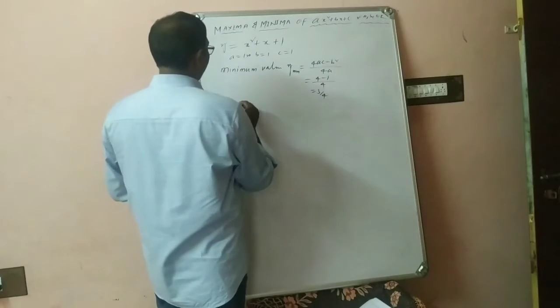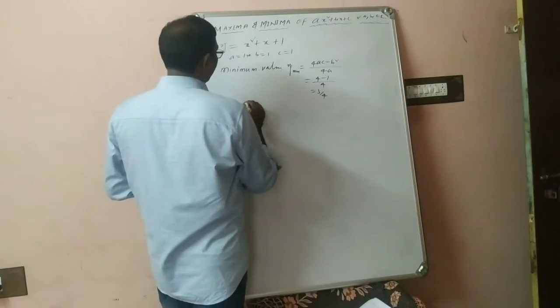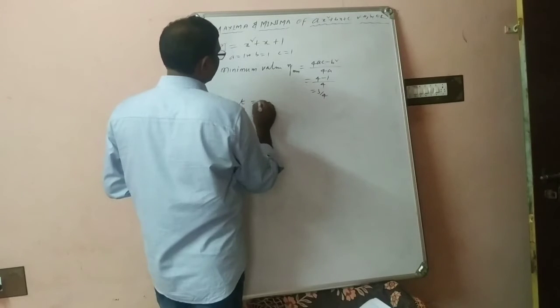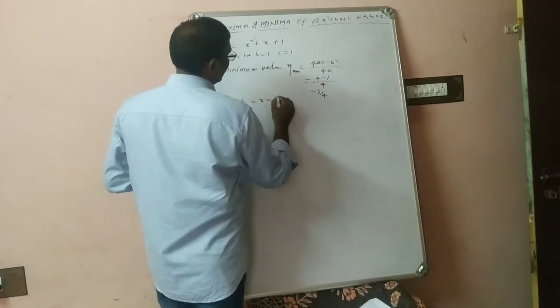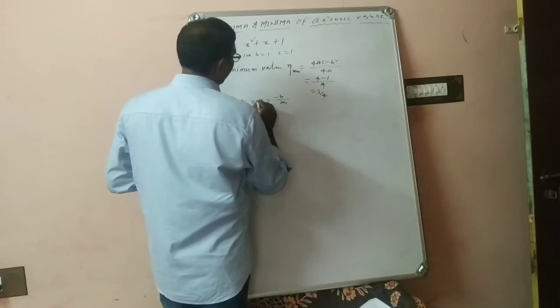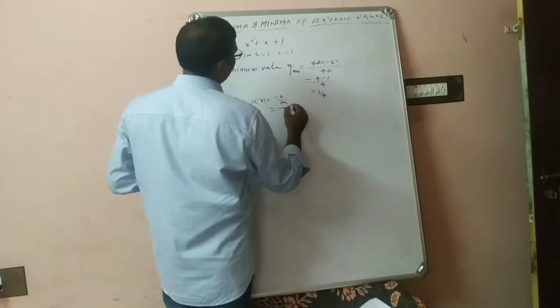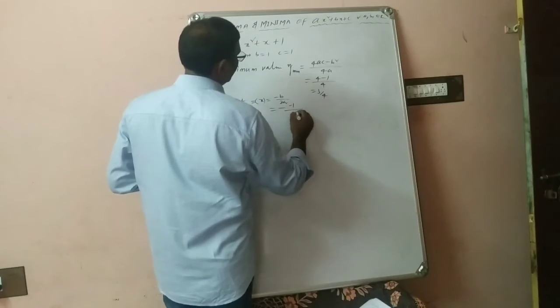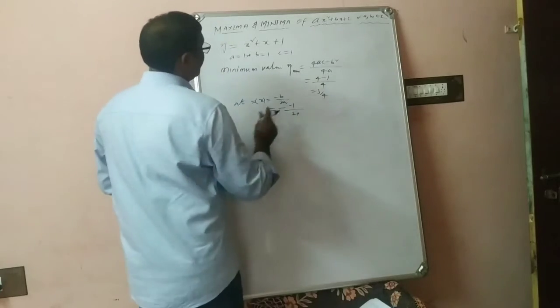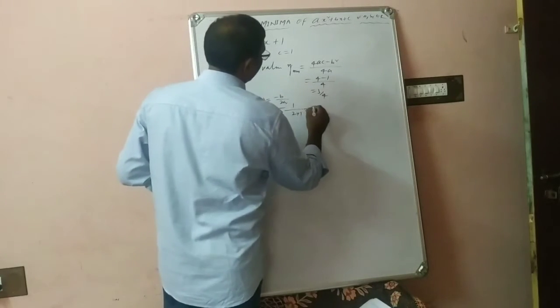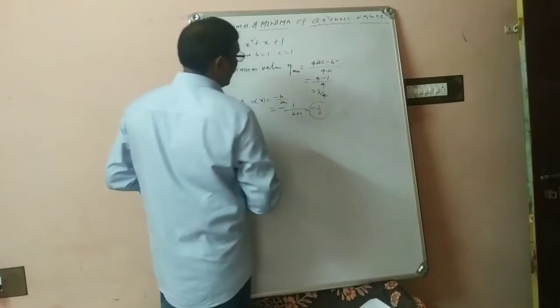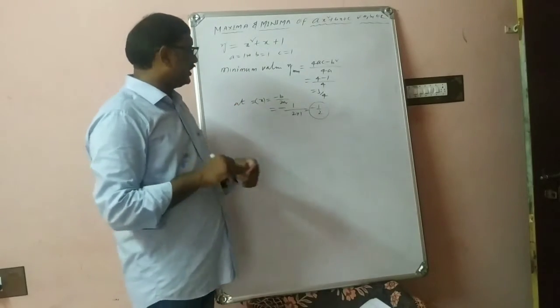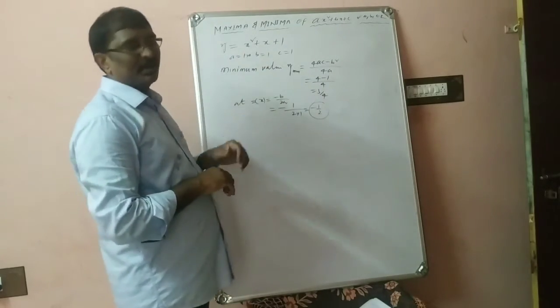Where are we getting this minimum value? The minimum value is at the point x is equal to minus b by 2a. So minus, what is b? 1. What is a? 2 into 1. So minus 1 by 2. So at x equal to minus 1 by 2, you are getting a minimum value for this quadratic expression.